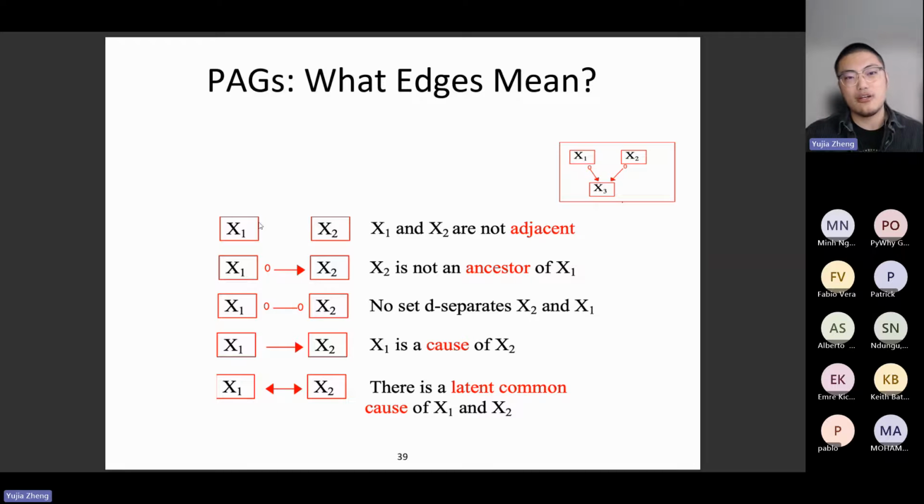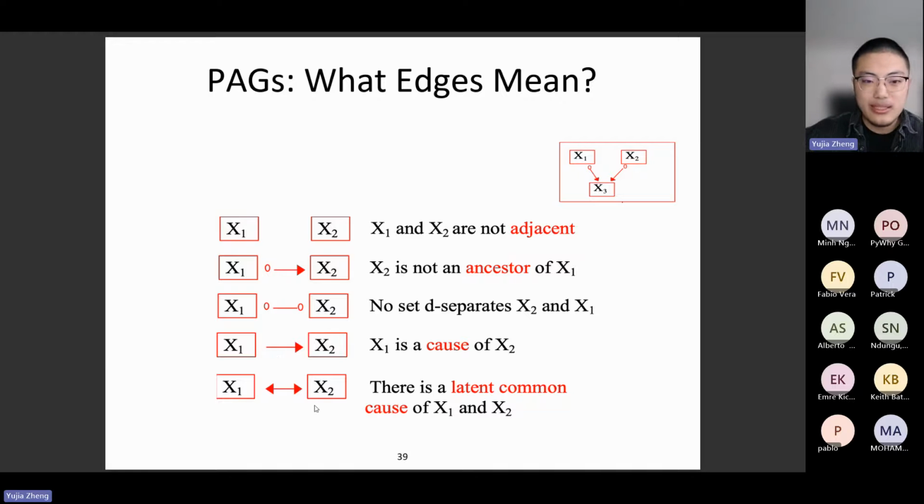So here, of course, we have disconnected edges, which means that they are not adjacent. And also, we may have edges with a circle on the X1 side and an arrowhead on the X2 side. That only means that X2 is not an ancestor of X1. However, if you have circles on both sides, that means that there exists no set that separates X1 and X2. And if we only have the arrowhead on X2 but a tail on X1, that means that X1 is a cause of X2, very straightforward and something we would like to see.